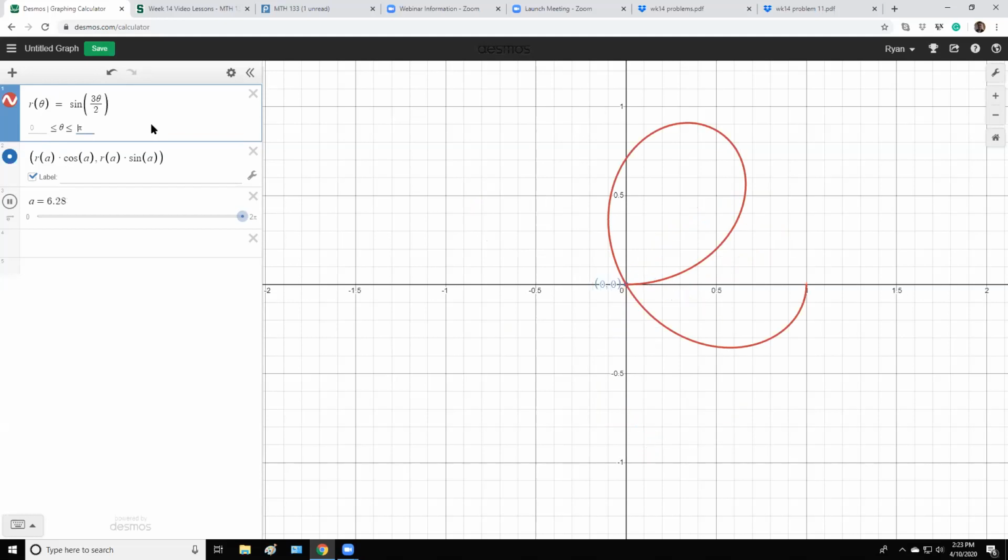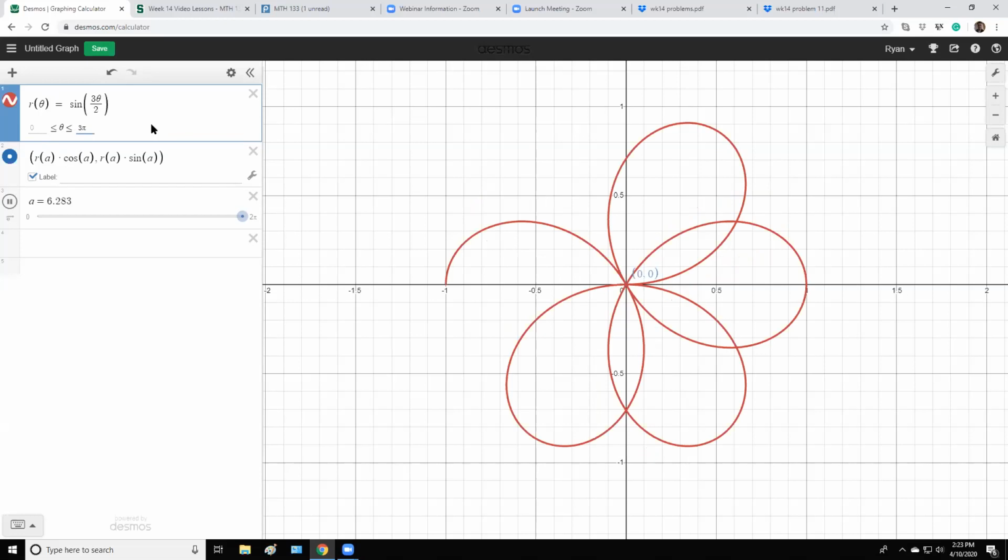Let's check if we go to 0 to 3 pi. We get even more of the curve. 0 to 4 pi, that seems like a fairly complete curve. There's no abrupt endings or anything like this. Let's see if we go 0 to 5 pi. Nope, don't really get anything more here. So in this case, it's going to be 0 to 4 pi in order to get the entire curve.